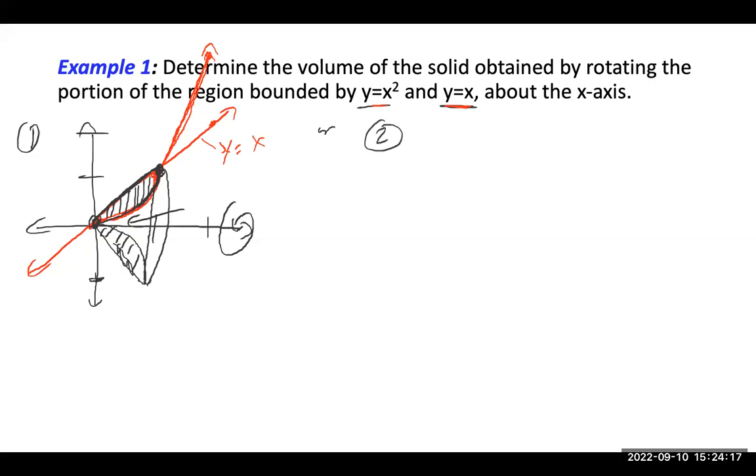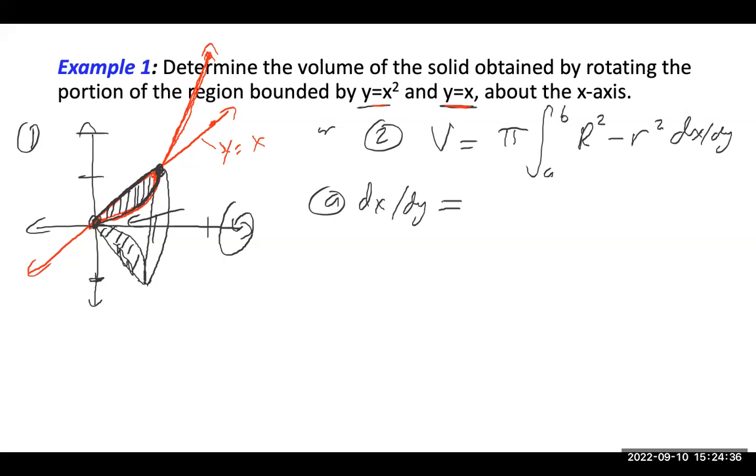Step number two, since we're dealing with a washer method, that means we have to take the integral from a to b of the big radius squared, the outer radius, minus the inner radius squared, dx or dy. All right, so I always start with, am I dealing with a dx or dy? Well, because we're rotating around a horizontal axis, we're dealing with a dx.